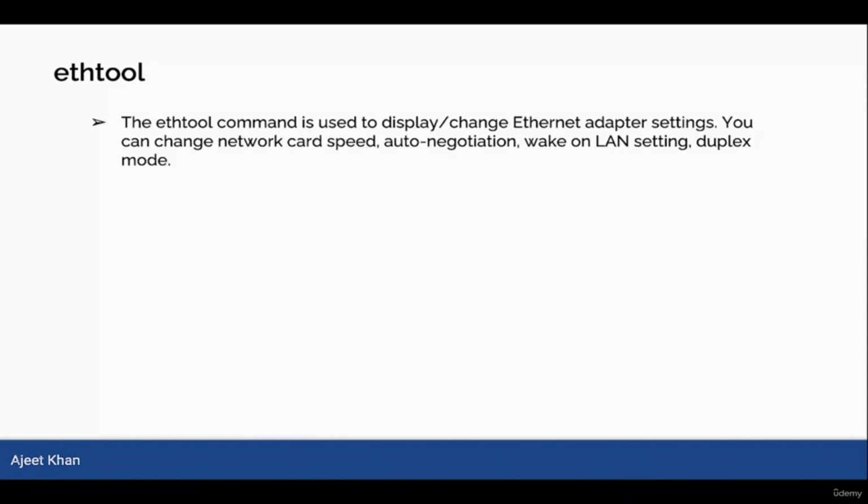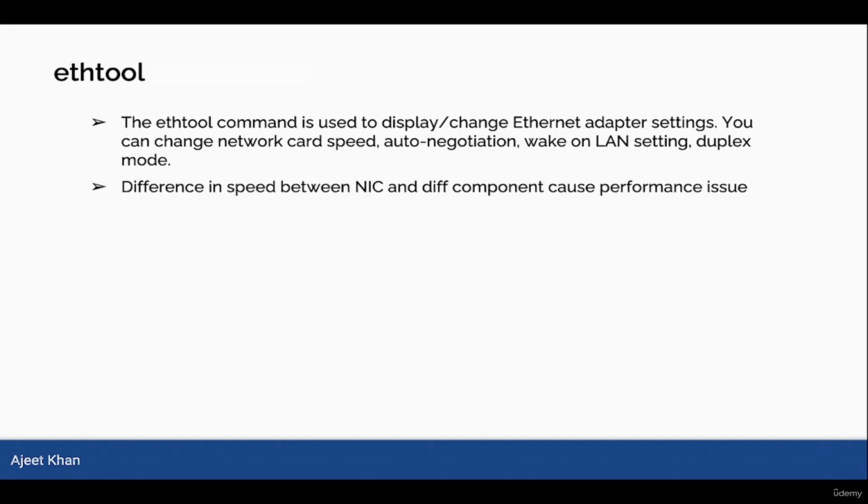In this video we are going to discuss about ETH tool. So ETH tool is a command line tool which can be used to display or change Ethernet adapter settings. You can change network card speed, auto negotiation, wake on LAN setting, duplex mode, etc. using this tool. This will be helpful to identify difference in speed between NIC and different component causing performance issue.